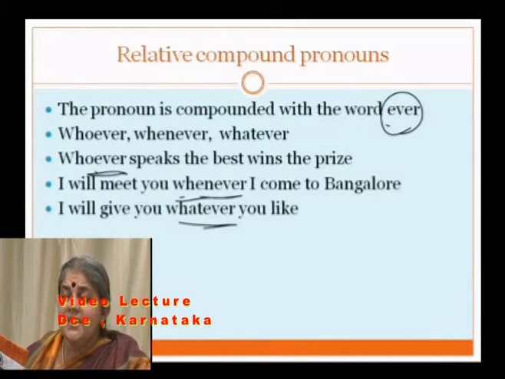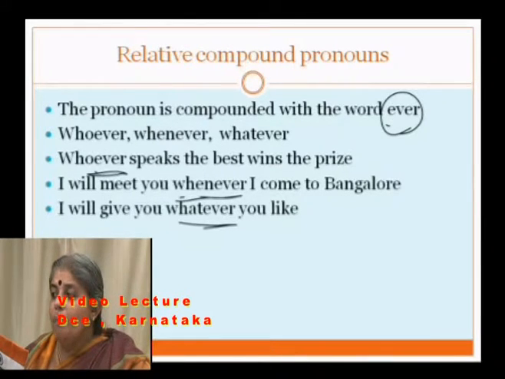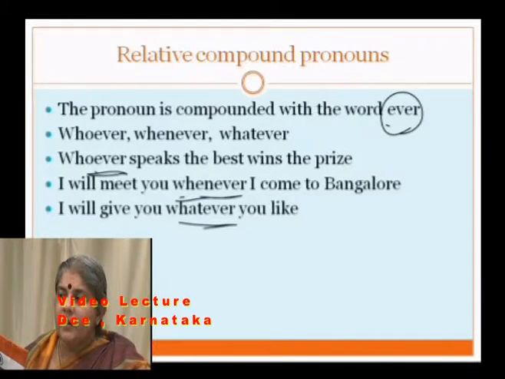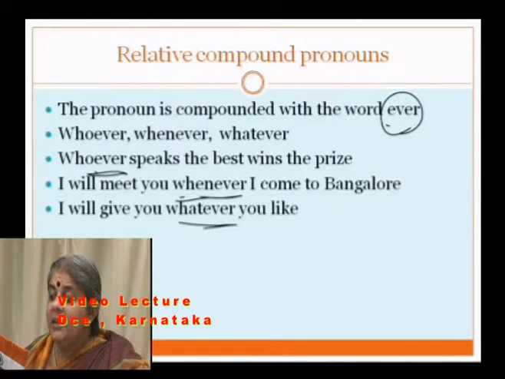There is also another subdivision, that is relative compound pronouns. This particular pronoun is compounded by the word ever: whoever, whenever, whatever. When I say whoever, then it is a relative pronoun. It is a relative compound pronoun. Whoever speaks the best wins the prize. I will meet you whenever I come to Bangalore. I will give you whatever you like.